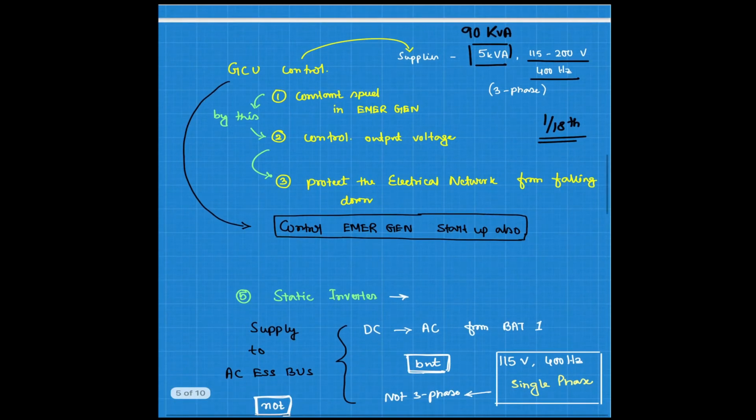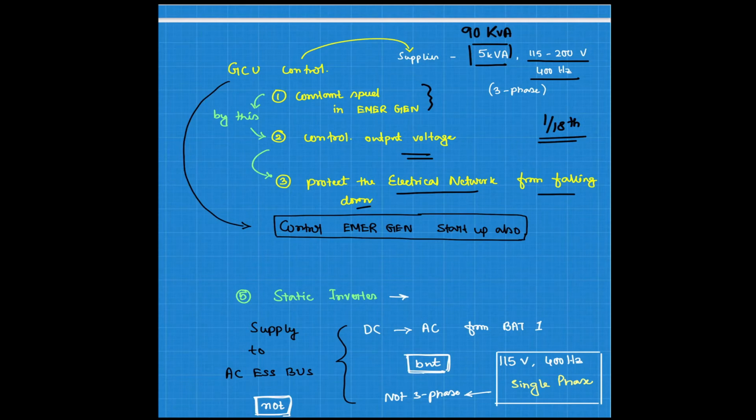So the GCU basically controls the emergency generator. It keeps it revolving at a very constant speed by the blue hydraulic system. Also by this it controls the output voltage of the emergency generator, so that the emergency generator cannot pass the limiting voltage or the limiting current. Like, it shouldn't give us 210 or 230 volt. That will be very dangerous and harmful for the system basically. So it protects the electrical network from falling down. Okay, so this is the thing.